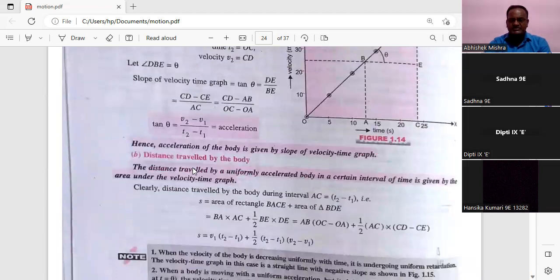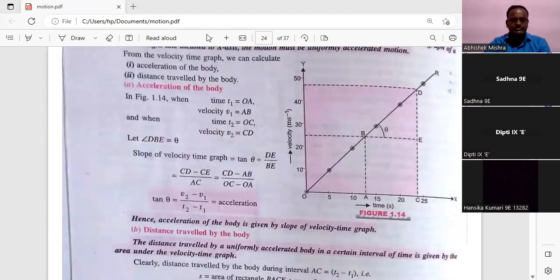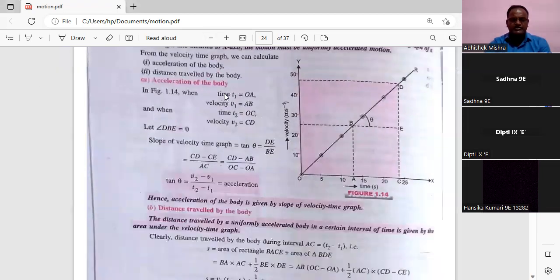So first let us see, just a moment. Yes, in this graph we can yes, we can see over here, just let them, okay, Dipti, Hanshika, Omkar, okay, fine, 6 participants.